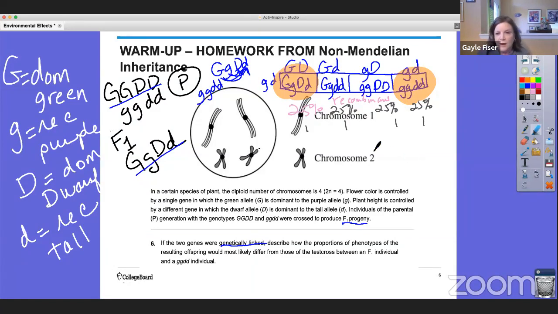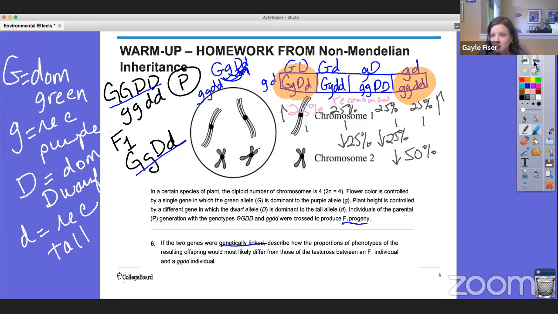Okay. All right. So when you have linked genes, your recombinants are going to be less than 50%. So if these were 25 and 25, they're both going to have to be reduced. They're going to have to be less than 25% each, because we've got to get both of those recombinations together less than 50%. And that would make our parental groups have to be greater than 25% each, because they have to be greater than 50% together.